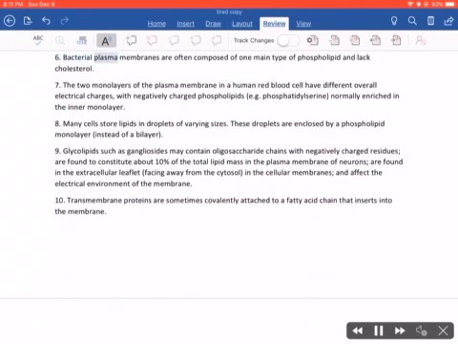6. Bacterial plasma membranes are often composed of one main type of phospholipid and lack cholesterol. 7.